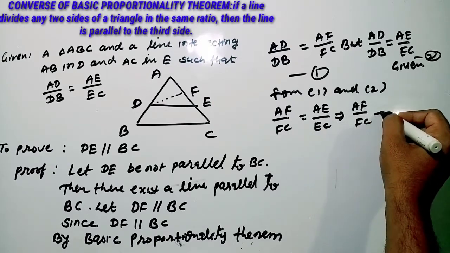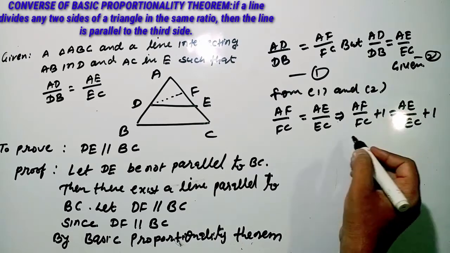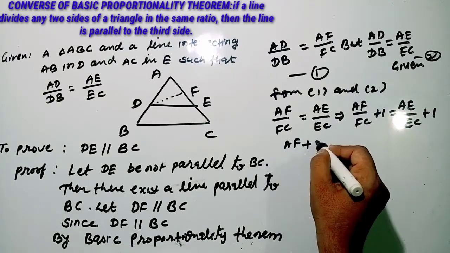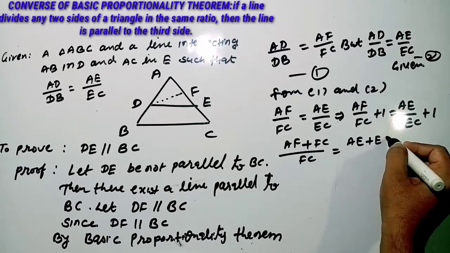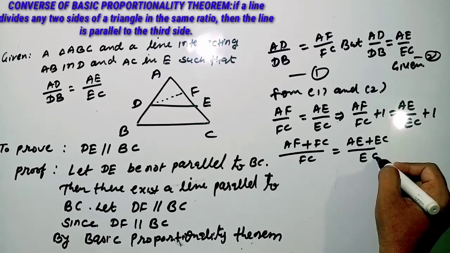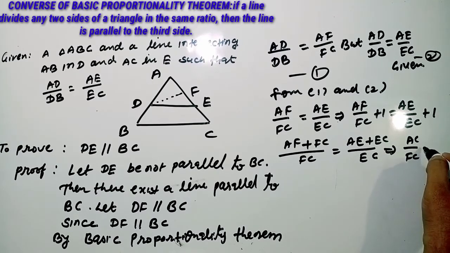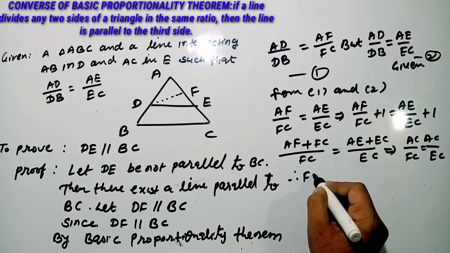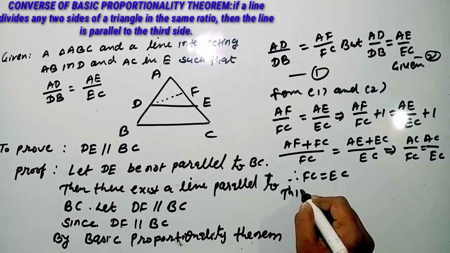Which implies that, adding 1 on both sides, we are getting AF plus FC divided by FC and AE plus EC divided by EC. Here AF plus FC gives AC upon FC, and AE plus EC gives AC upon EC. So AC will be cancelled. So finally we are getting FC is equal to EC, right?